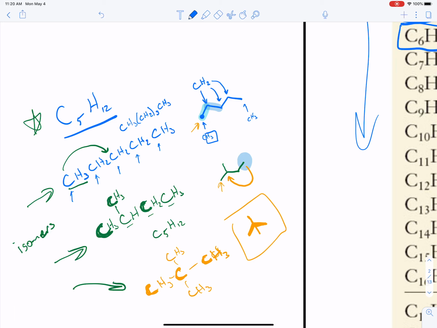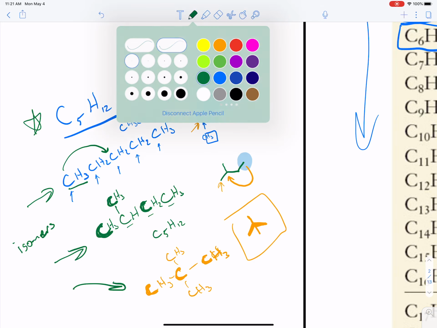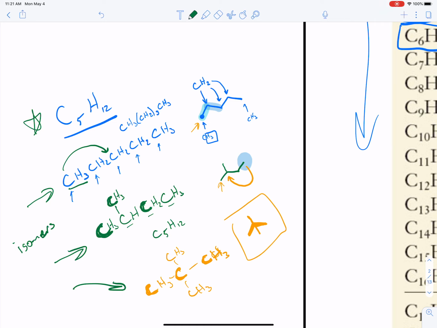Make sense? Likewise, I can condense the structure of the middle isomer. Notice that I have two CH3s that are bound to that CH right here. So what I do is I say CH3 twice, and then comes the CH, and then a CH2, and then a CH3. That's as condensed as it can get.